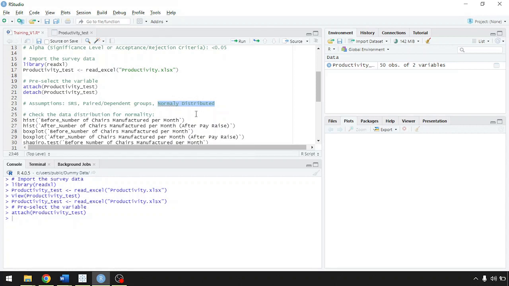Then, instead of looking at the difference of the mean, we can look at the difference of the median. There are other tests for those, which I'll produce separate videos about.